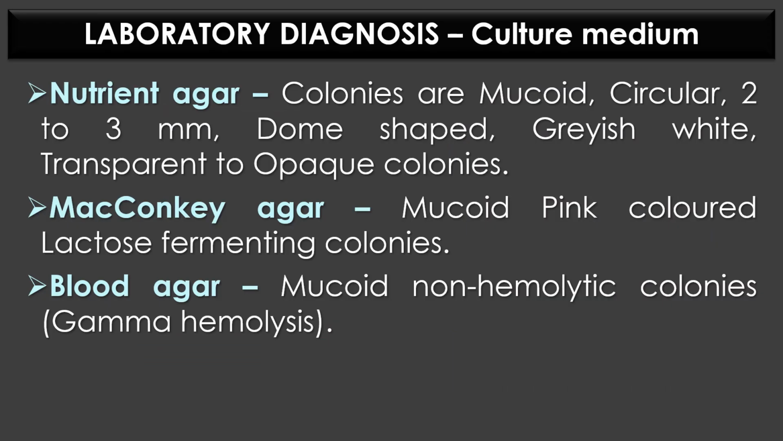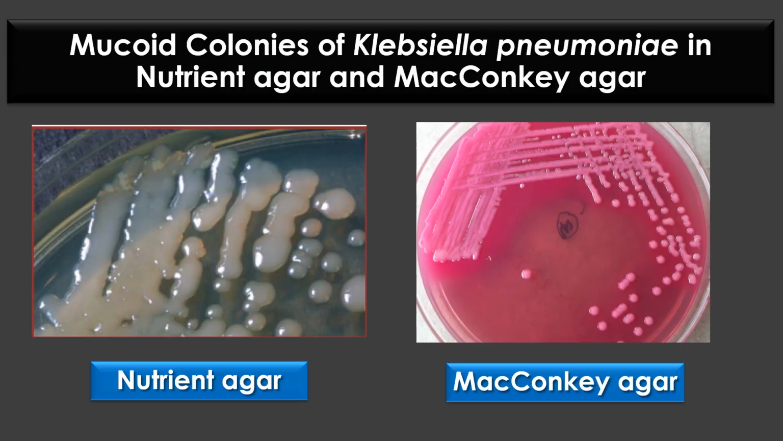And next, colony morphology on culture medium. In nutrient agar, Klebsiella pneumoniae colonies are mucoid, circular, 2 to 3 mm, dome-shaped, grayish white, transparent to opaque colonies. In MacConkey agar, the Klebsiella pneumoniae shows mucoid, pink-colored, lactose-fermenting colonies, and in blood agar, mucoid, non-hemolytic or gamma-hemolytic colonies were observed. This image shows the mucoid colonies of Klebsiella pneumoniae in nutrient agar, and this image shows the mucoid colonies of Klebsiella pneumoniae in MacConkey agar.